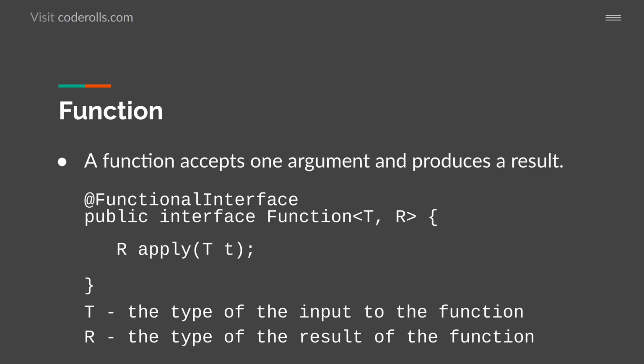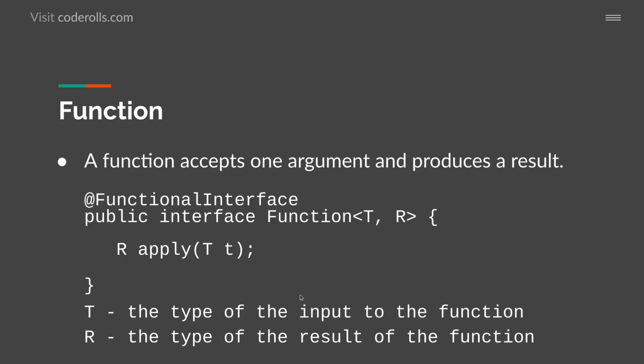Now predicate has a single abstract method, test, and function has a single abstract method, apply. It accepts one parameter of type T and returns a result of type R. Now T is the type of the input parameter and R is the type of the result of the function.